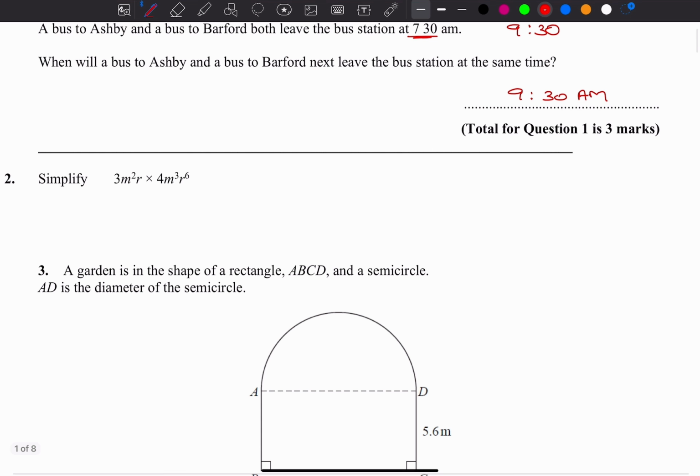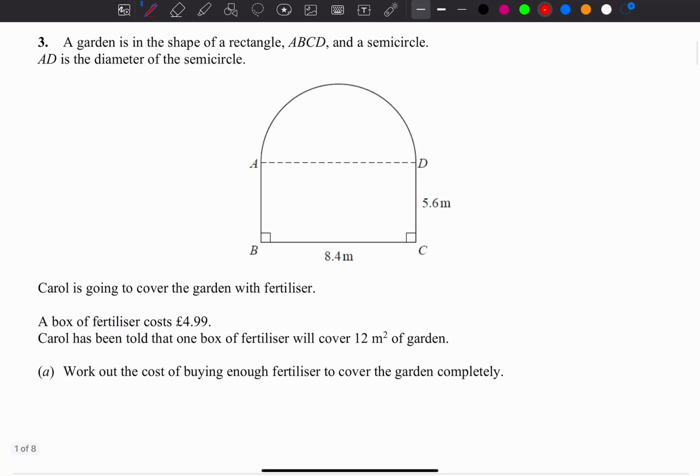3 times 4 is 12, m to the power 2 at 3 is 5, r to the power 1, add 6 is r to the power 7. Simple. Next one. Work out the cost of buying fertilizers to cover the garden completely.